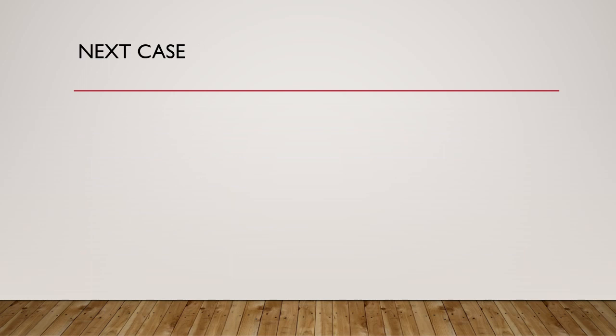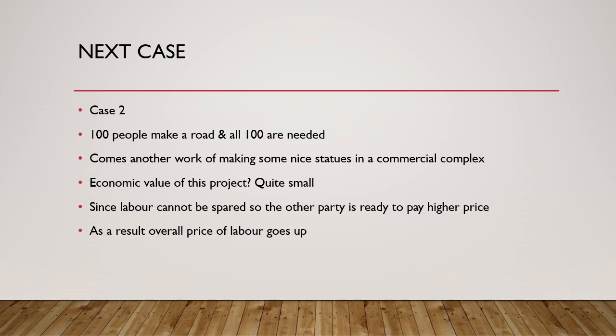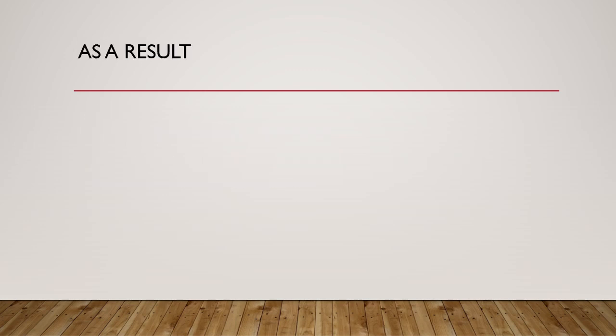Let's take another case. There are 100 people, but this time all the 100 people are required to make the road. And following the same schedule, the building contractor approaches the road contractor for 10 people. This time, the road contractor refuses. So in lieu of that, the building contractor says that he is ready to pay higher wages to the laborers, let's say 1.5 times. So the overall price of the labor goes up because of this.